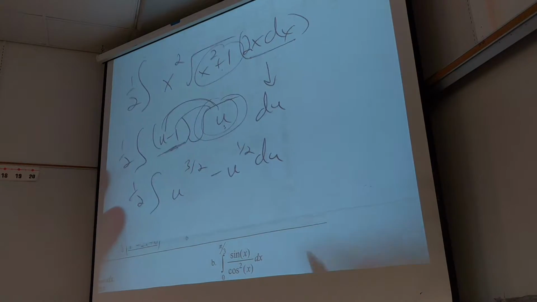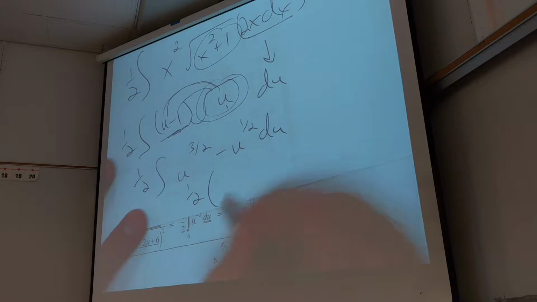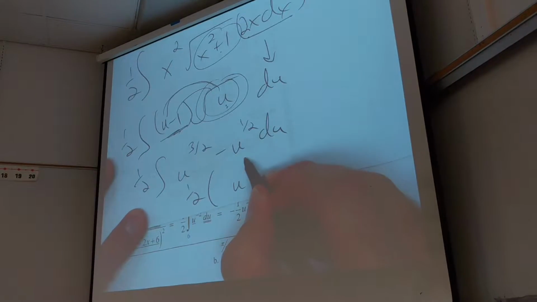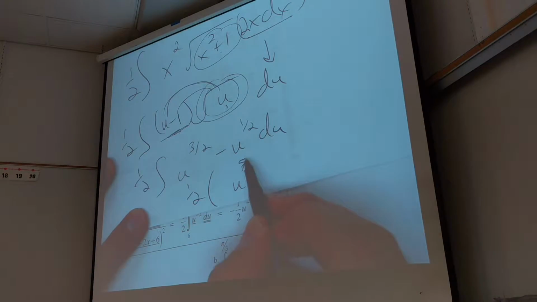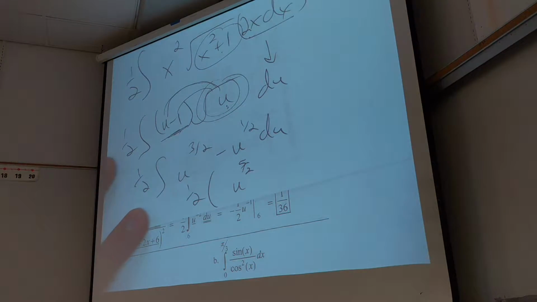2/5 u to the 5/2. I'm going to get 1/2. Yeah, this would become u to the 5/2. Remember the shortcut? 3 plus 2 is 5 over 2. When I'm integrating, I add. When I take a derivative, I subtract.